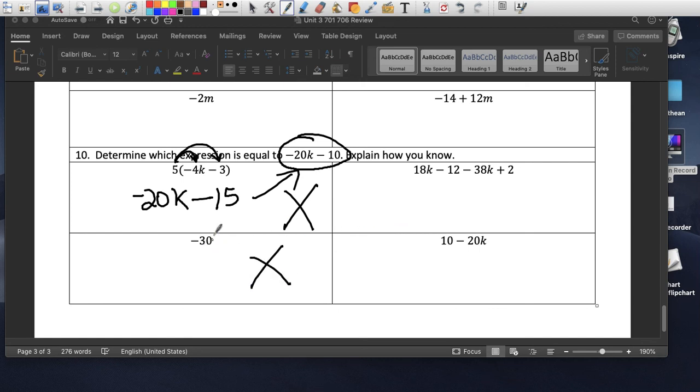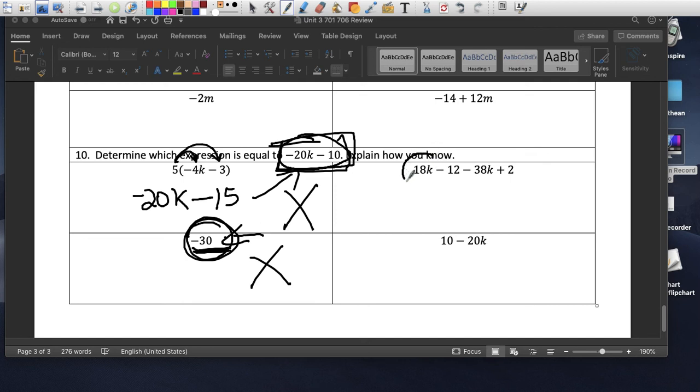Negative 30. How does this even look like negative 20k minus 10? First of all, whoever wrote negative 30 combined these two, right? They did negative 20k minus 10, and they thought it was equal to negative 30. No, it's not, because this is a constant. It's a plain old number, and this one has a variable, a coefficient, plus it also has a constant. So this has two terms, and this has one term. They're nowhere near the same.